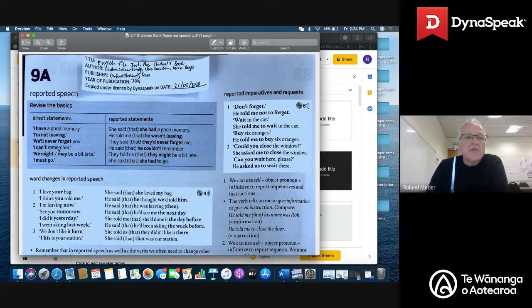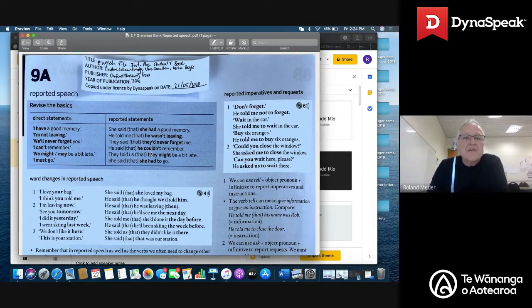I can't remember. He said he couldn't remember. So can't, the past of can't is couldn't. We might be a bit late. We might or we may be a bit late. They told us they might be a bit late. Now remember, might is the past of might as well in this sense. But we often use might as the past of may.